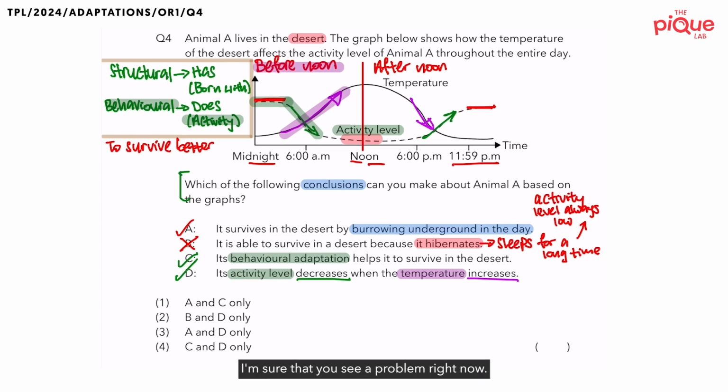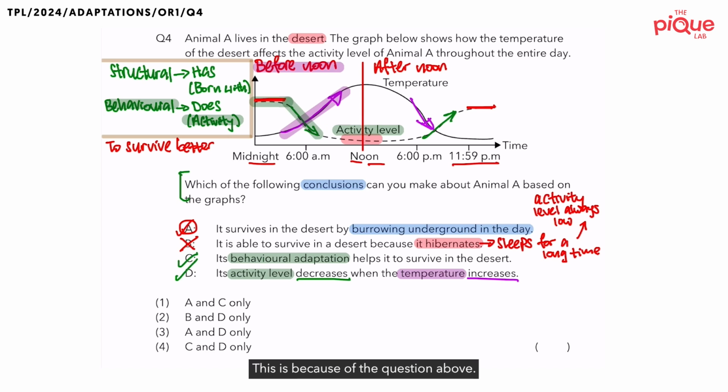I'm sure that you see a problem right now. We do not have an option that has statements A, C, and D for an answer. In fact, when you look at the options, we can only choose two statements. This means that our analysis for one statement is wrong. Do you know which statement is wrong? Actually, statement A is wrong. So why is statement A wrong?